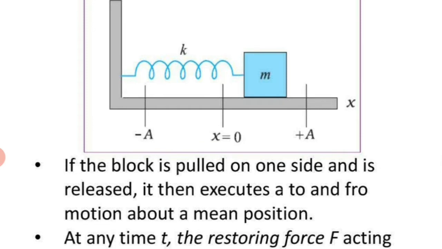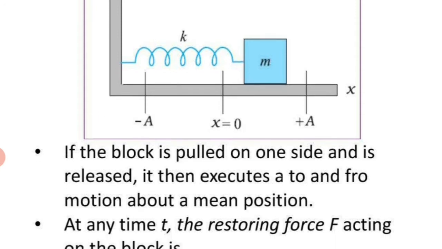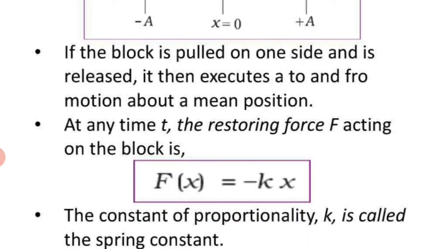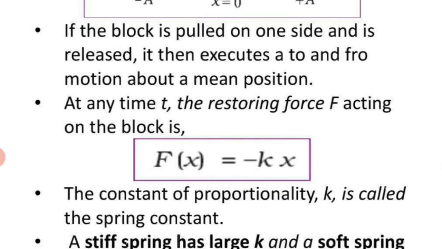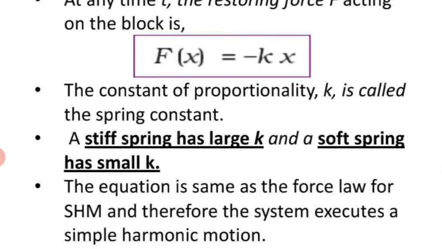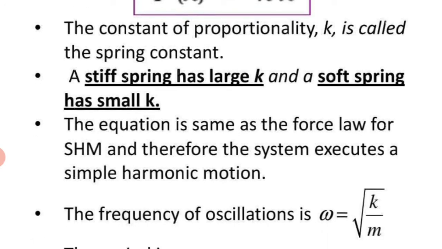Now if the block is pulled on one side and released, then it executes to and fro motion about the mean position, and there will be a restoring force acting in the spring, which is given by F equal to minus kx. This constant of proportionality we are familiar with, the spring constant. And this equation is the same as the force law we have already discussed.